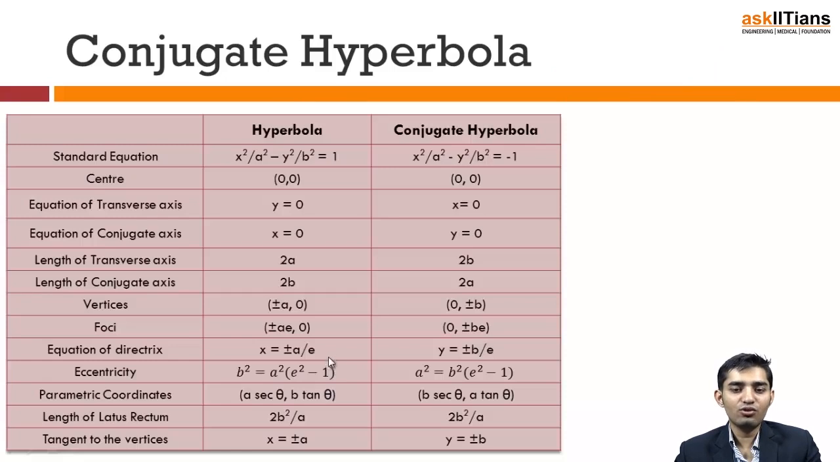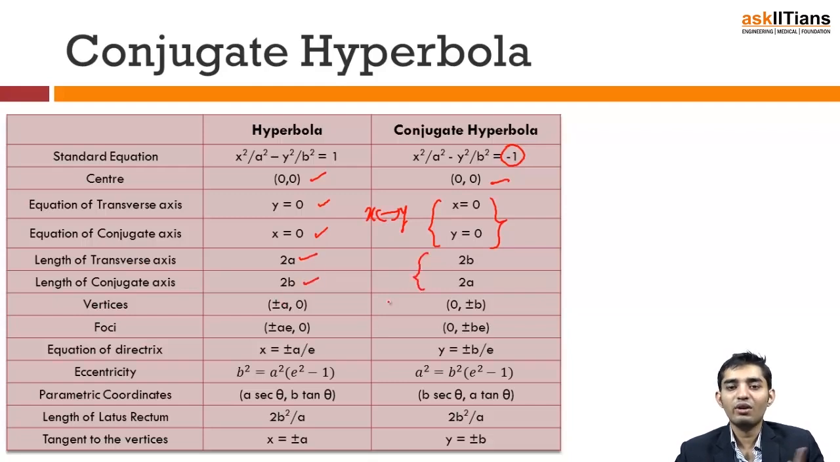Okay, so let us compare these two, right? Hyperbola and conjugate hyperbola. So in case of hyperbola, we have equal to 1, and in case of conjugate hyperbola, this 1 is simply replaced by minus 1, right? Here centers are same. Transverse axis will be y equal to 0 and x equal to 0, right? Transverse and conjugate axis in this, and here it will just exchange x and y, right? So swap x and y. You will get transverse and conjugate axis of this. Now here length of transverse axis will be 2a, length of conjugate axis will be 2b, right?